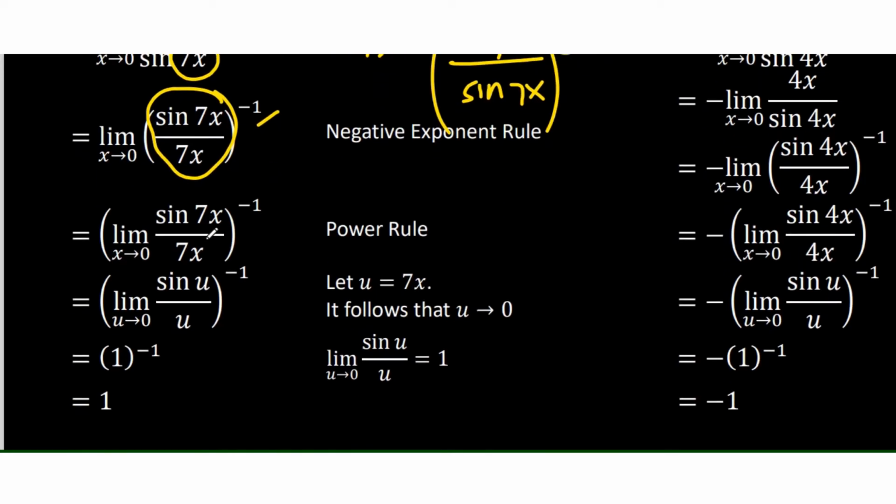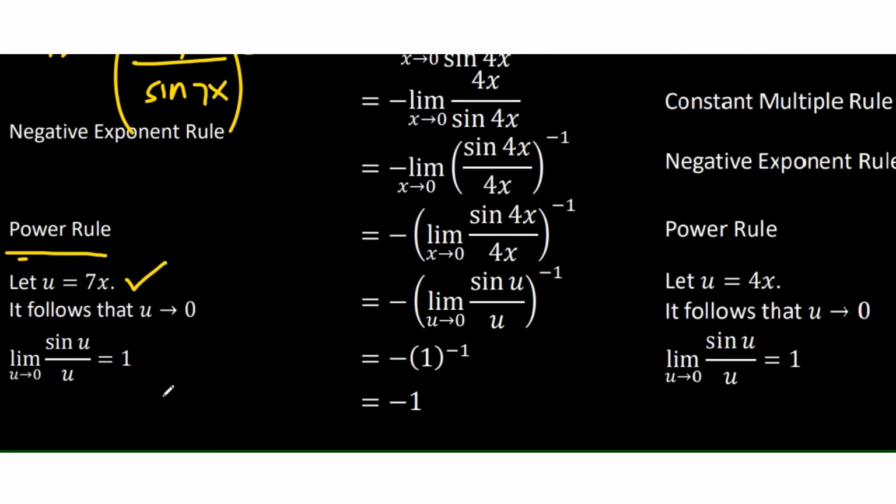Okay, now the rule of power in limit, we will now have limit of sine 7x over 7x, and that is equal to the limit of sine u over u, where u is 7x. Substitute, that is 1. So 1 raised to negative 1 is 1. So the limit is 1.